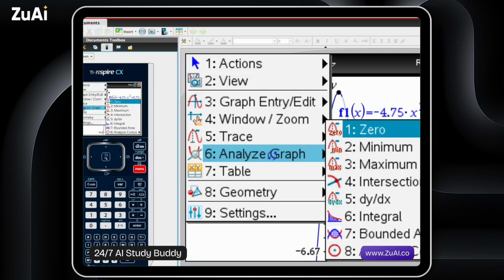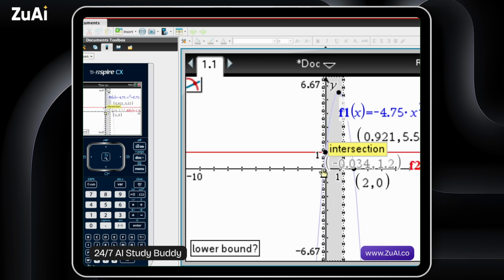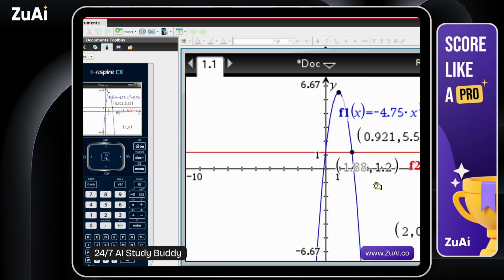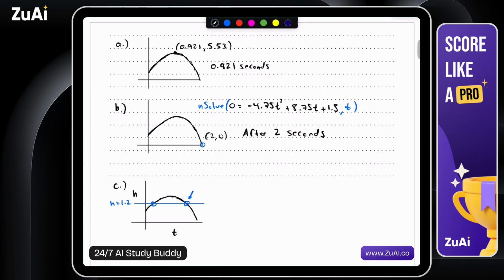Alright, and we want to find the point at which we intersect. So Analyze Graph, Intersection. Actually we would be okay in this instance because the other intersection looks like it's negative, so that wouldn't make sense. We're just interested in this point right here, this 1.88. After 1.88 seconds, the ball is 1.2 meters in the air. So let's go back to the document and write that in. So we have 1.88 seconds, the basketball is 1.2 meters in the air.